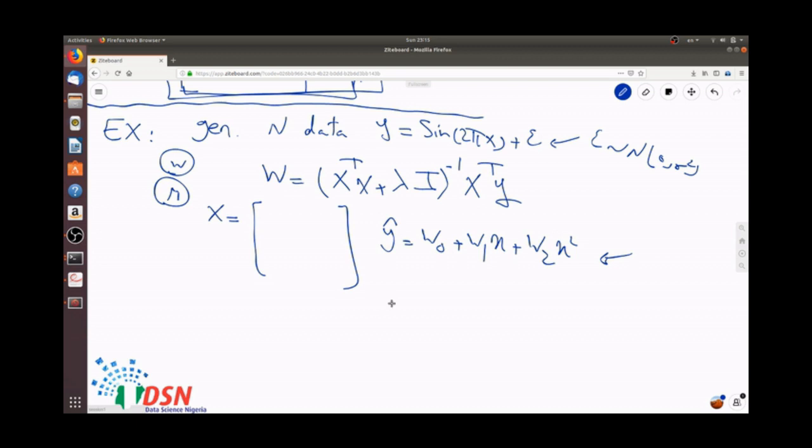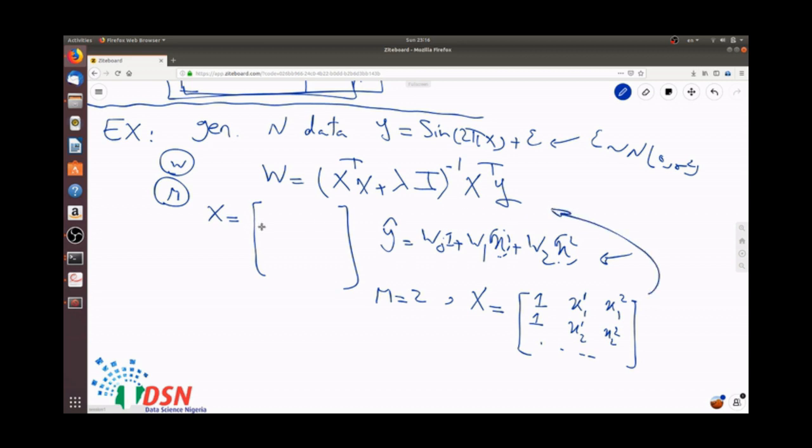In this case, m is equal to 2, and you should note that you should put these in X, so you will probably have something like 1, x1, and x1 to the power of 2. Because this is actually W0 times 1. So you should put all of your data in this matrix, and then calculate this. You should code that in Python. It is pretty straightforward.